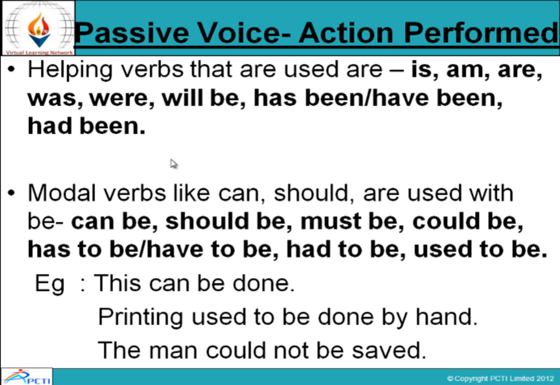Helping verbs that are used are is, am, are, was, were, will be, has been, have been, had been. Modal verbs like can, should are used with be. Can be, should be, must be, could be, has to be, have to be, had to be, used to be. This can be done. He can do it. He is the performer. He is the subject. But here we have not mentioned he or any other performer. Simply we want to indicate that this is possible.